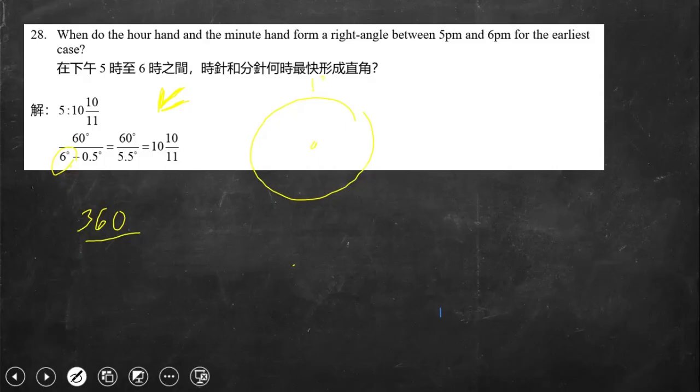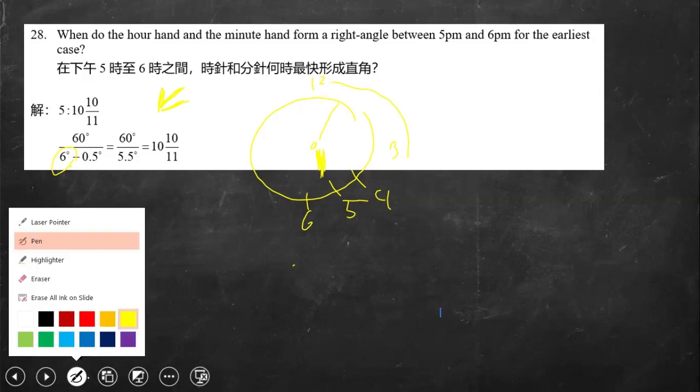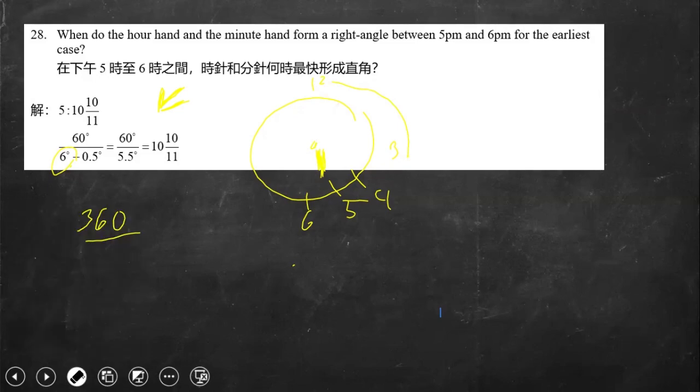So 1, 12, and then 6, 5. Oh wait, we're late. So it's going to be between 5. The hour hand's going to be between 5 and 6, and the minute hand, for it to be the quickest way, somewhere in this area, so it forms a right angle. It's not a right angle. Right angle.